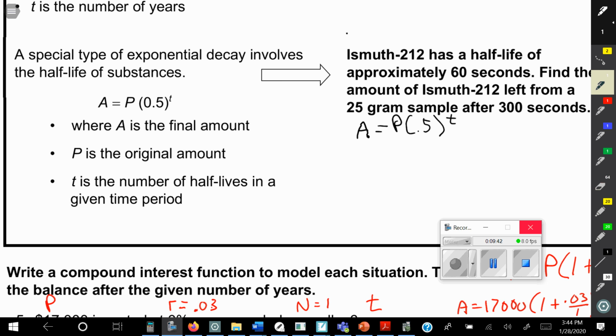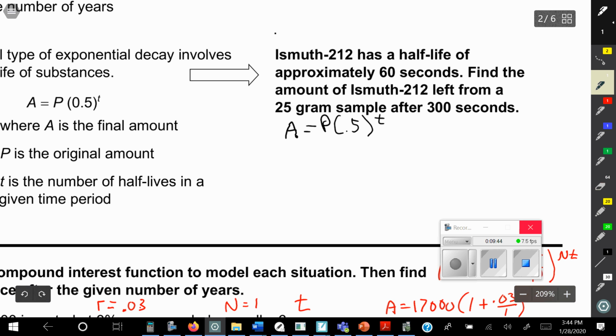Let's take a look at the first example. It says Bismuth 212 has a half-life of approximately 60 seconds. Find the amount of Bismuth 212 left from a 25-gram sample after 300 seconds. So now we got A is equal to P times 0.5 raised to the T. And what we have to do is find the P and the T. Those are the only two things we need to find. P is going to be what we start off, the original amount. The original amount here is 25 grams, so P is 25.